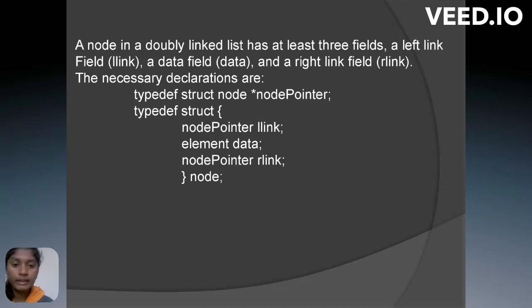A node in a doubly linked list has at least three fields: a left link field, a data field, and a right link field. The necessary declaration is typedef struct node, with node *llink, int data, node *rlink, and close the parenthesis, node.